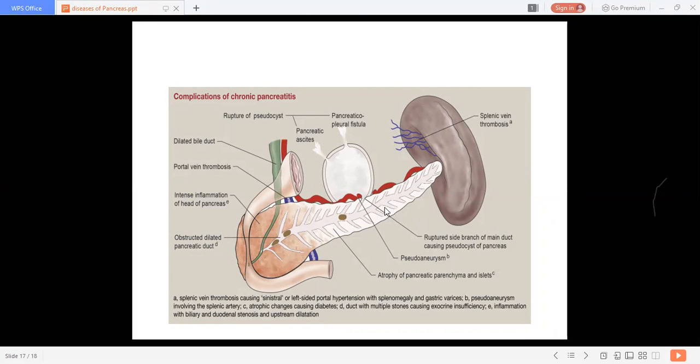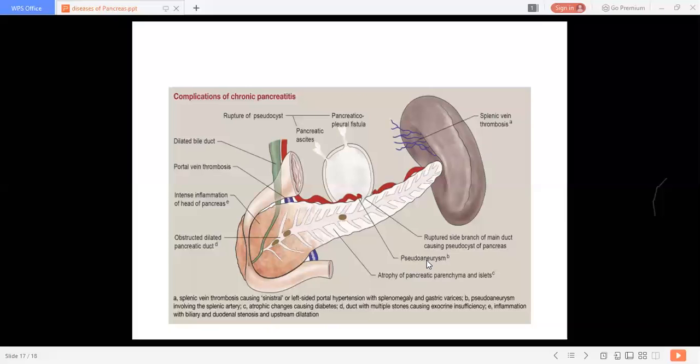Then here you can see the ruptured side branch of the main duct causing pseudocyst of the pancreas. Here this duct gets ruptured. There is rupture of the side branch of the main pancreatic duct, and there is formation of the pseudocyst. This is a pseudocyst. Okay.